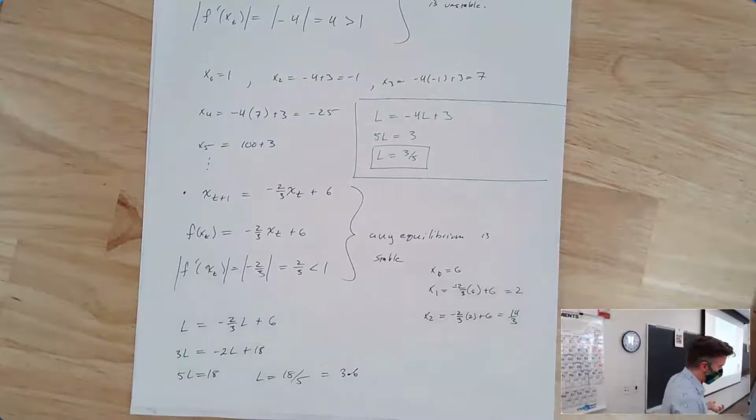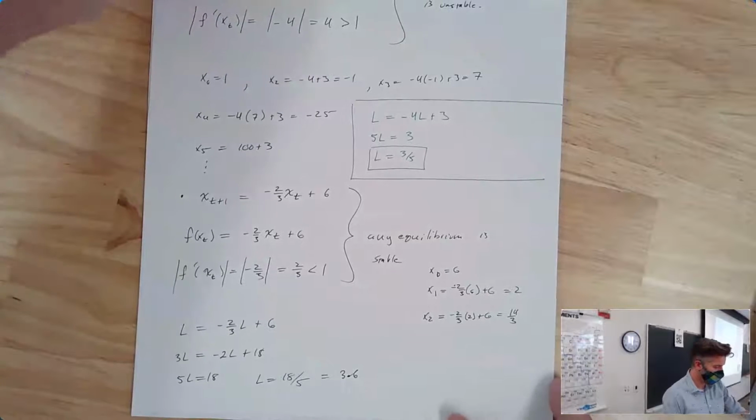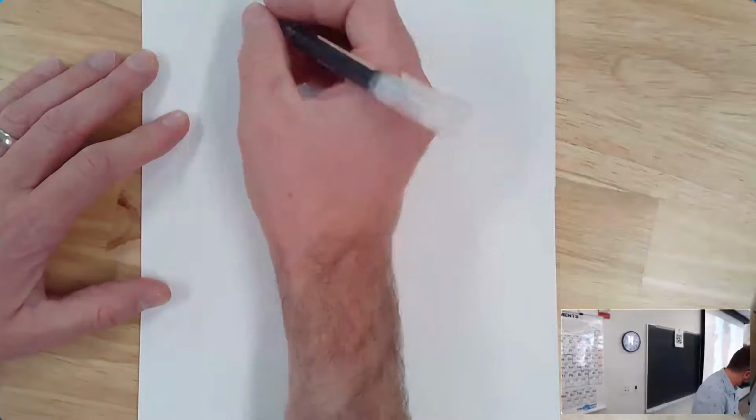Let's look at a couple other examples that are not linear, because those ones are usually a little more challenging to solve for the stable equilibrium. Let's look at this example, which I changed slightly. It's a little bit different. So let's say we have the following.